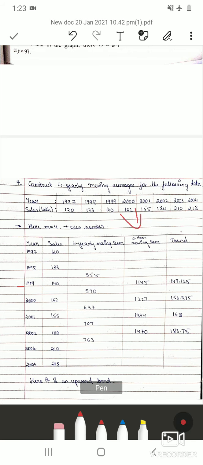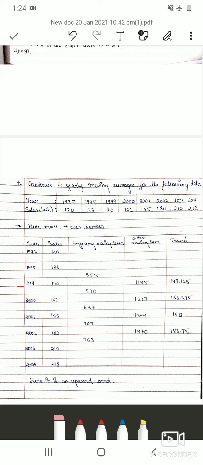The next column is 2 item moving sums, that is, you have to add the first 2 values and write it in the middle, which is 555 plus 590, it is 1145. Then add the next 2 values, that is 590 plus 637, it is 1227, write it in the middle. Then add the next 2 values, which is 637 plus 707, which is 1344. Then add the next 2 values, write it in the middle, which is 707 plus 763, it is 1470. So we got 2 item moving sums.